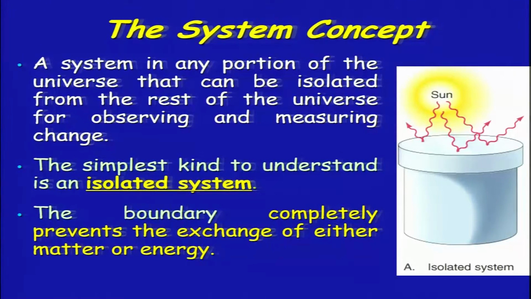For example, the radiation is coming in, but nothing is absorbed by this container. If you consider this container as the earth, then the radiation comes and goes back into the atmosphere, but nothing has been absorbed by the earth. So, this is an isolated system where there is no exchange of matter or energy.